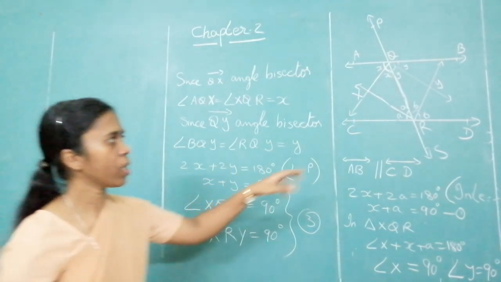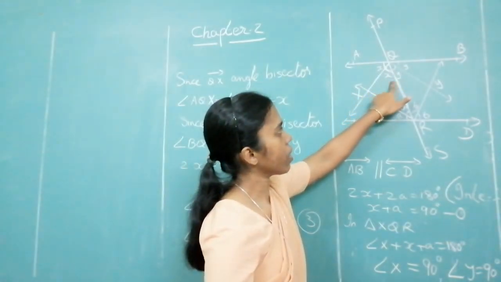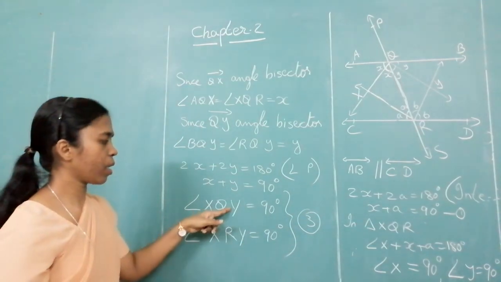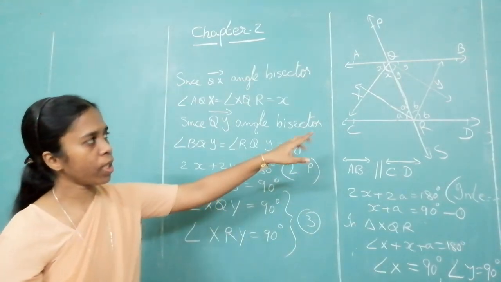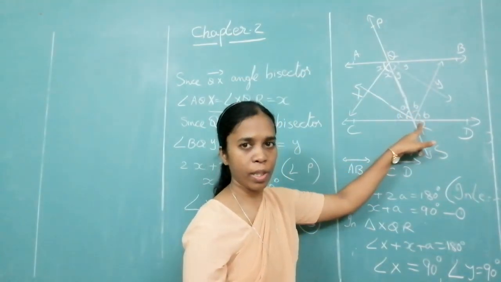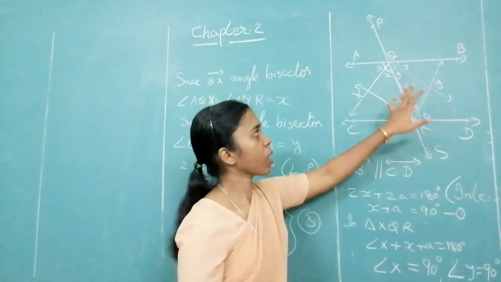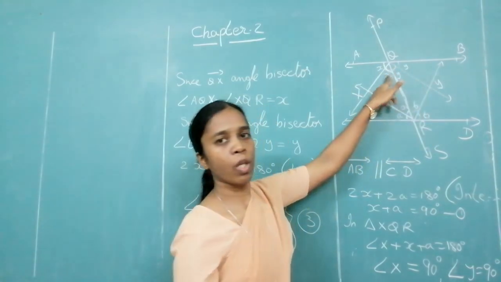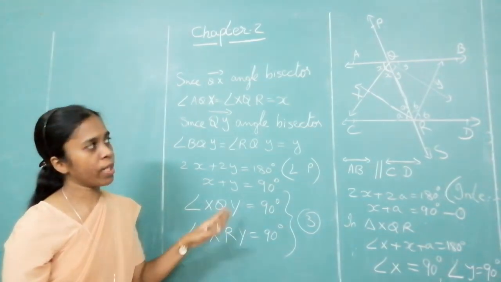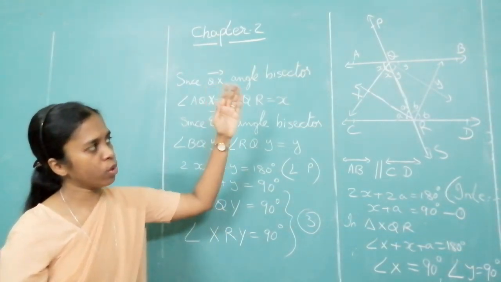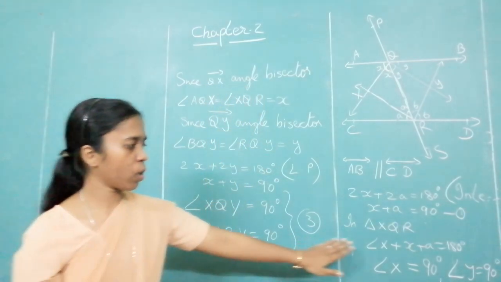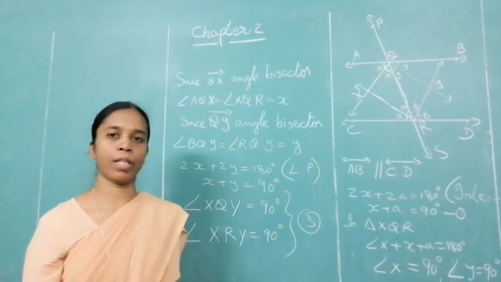Now, what is your x plus y? This is the x plus y we are considering. That is angle XQY. So you will get angle XQY as 90 degrees. Similarly, you can get angle XRY, if you consider this linear pair. So you will get this also as 90 degrees. Therefore, you have proved that all 4 angles are 90 degrees. Therefore, quadrilateral XQYR is a rectangle, from equations 2 and 3.